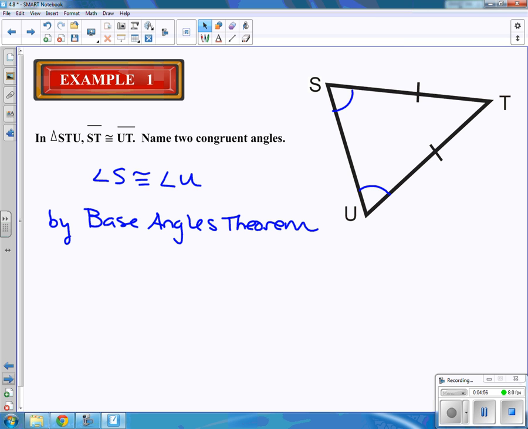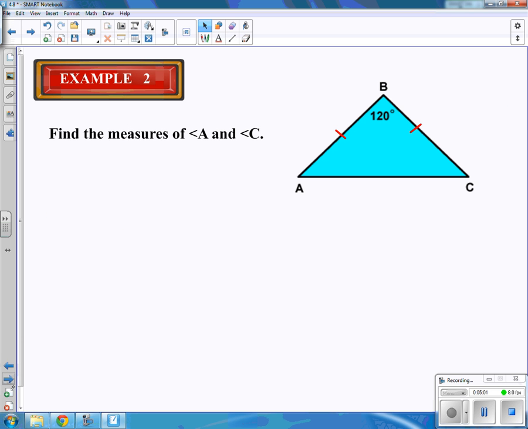All right, so hopefully simple enough. That makes sense. So let's take a look at example 2. In this one, we're finding the measures of angle A and angle C.